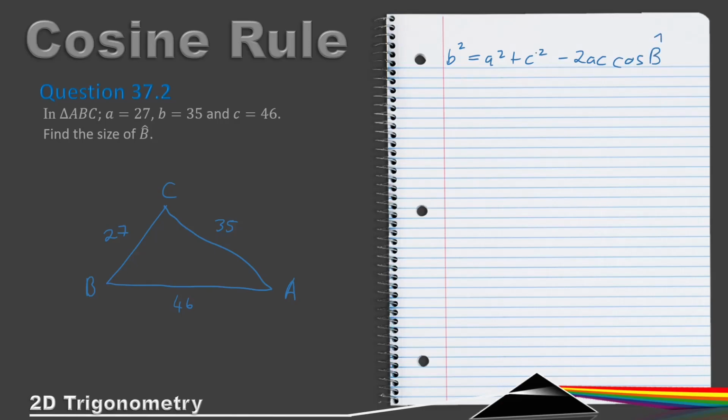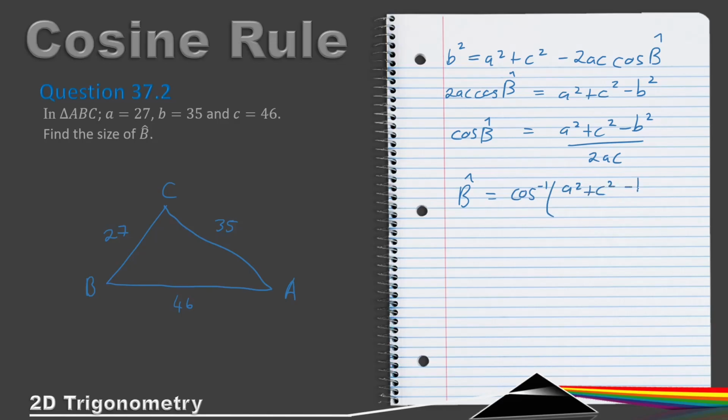Okay, so I'm just going to solve for this first. Take the last term to the other side. 2AC cos of B is equal to A squared plus C squared minus B squared. Then divide both sides by 2AC. So cos of B is equal to A squared plus C squared minus B squared over 2AC. Okay, and then take the inverse of cos. So B is inverse of cos, and all of that again.